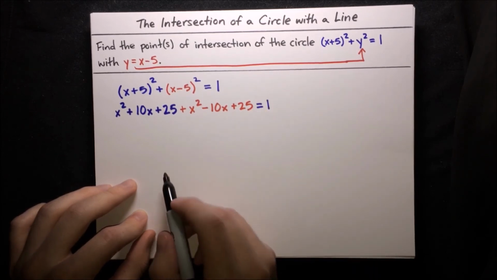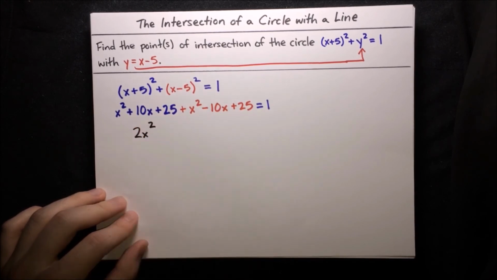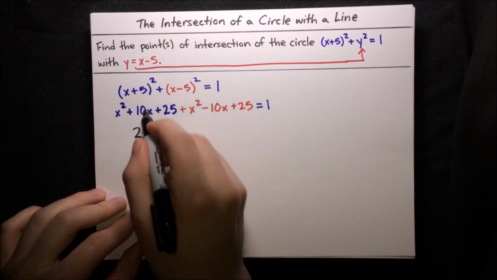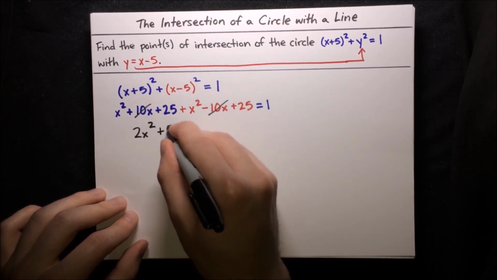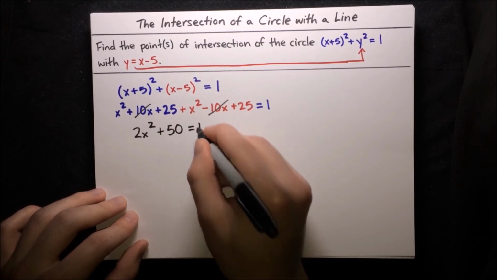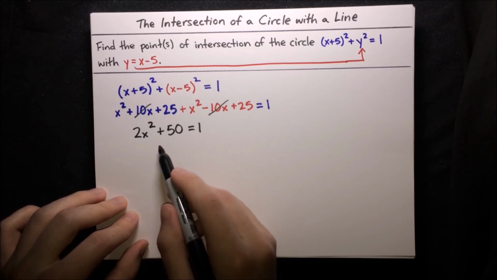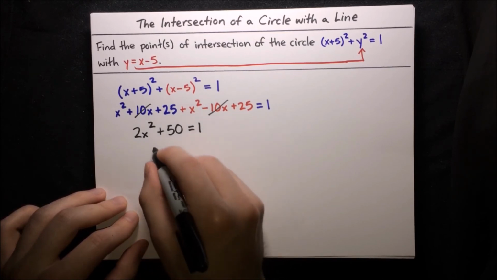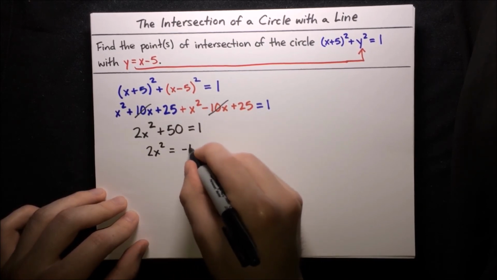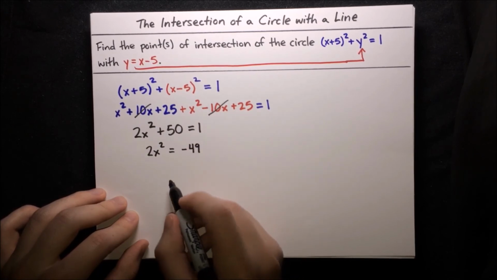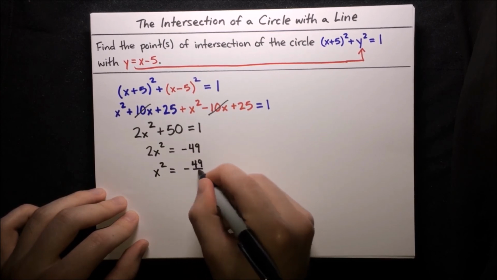Now let's go ahead and simplify. We've got an x² here and an x² there, so that's 2x². Then the 10x and the −10x, those can cancel. And then 25 + 25 makes 50. So 2x² + 50 = 1. All we have is an x² in this equation, so why don't we get that alone on its own side? So we'll go ahead and subtract off this 50 from both sides to get 2x² = 1 − 50, which is −49. And then divide by 2 to get x² = −49/2.